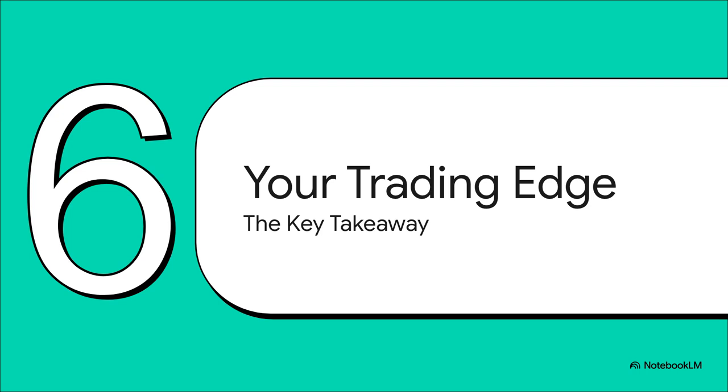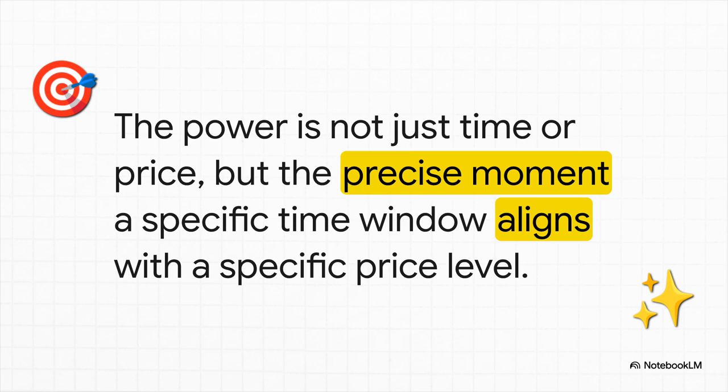So, what is the key takeaway from all this? What's the actual edge here? And it all comes down to this one word: confluence. The real power, the true edge of this strategy, comes from that perfect storm. It's not just about time, and it's not just about price. It's about that precise moment when a specific time window, your kill zone, aligns perfectly with a specific, predetermined price level. That is the high probability moment this entire playbook is designed to find.